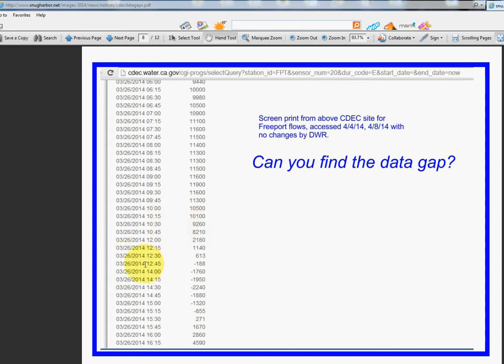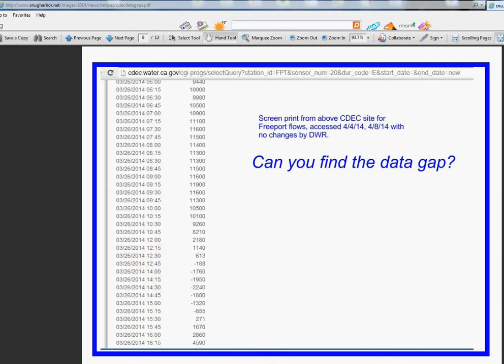And then what do we see at 12:45? It should go on from there, and we have this big gap right in here too. This is on military time, so it's 12:45. Then it should go to 13:15, 13:30, 13:45. Then it goes to 14:00. So we have another data gap.